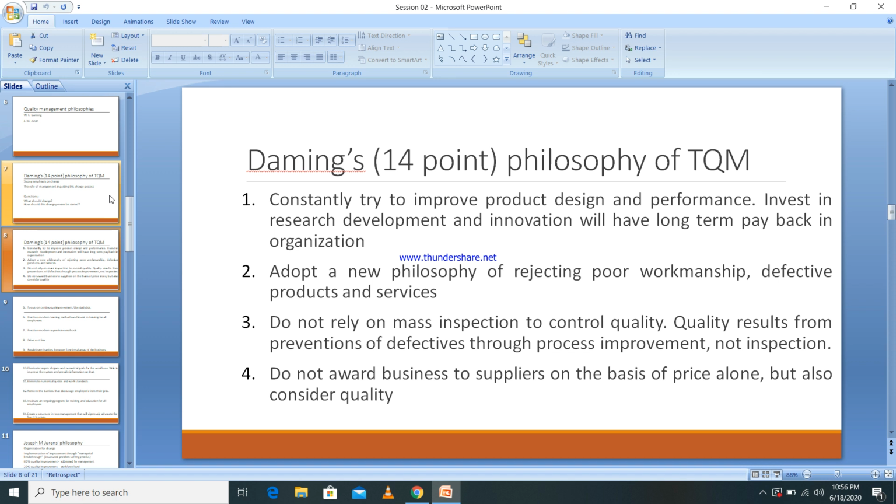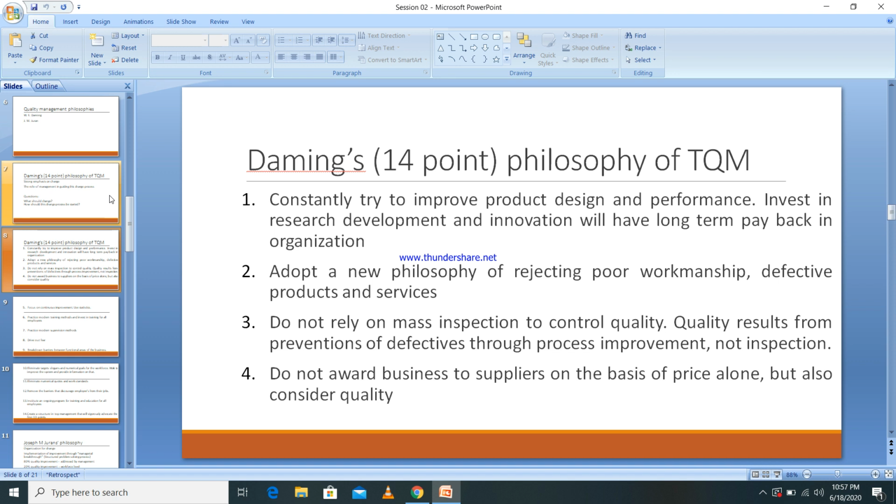The third point is, do not rely on mass inspection to control quality, because quality results from prevention of defectives through process improvement, not inspection. That is, for example, let's say you are producing bulbs in your factory. So per day, if you are producing 1,000 bulbs, if you want to check the quality of your production, right, you don't have to check 200 or 500 bulbs and check how many defectives are there in your production, right? Because if there are defectives, it's not that anyway we are conducting an inspection and finding out the number of defectives. If there are defectives, that is, there is something wrong with your production, there is something wrong with the quality.